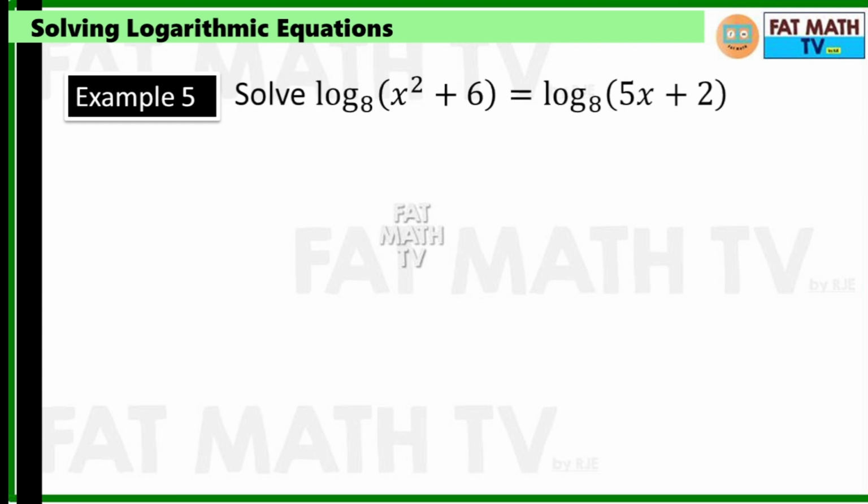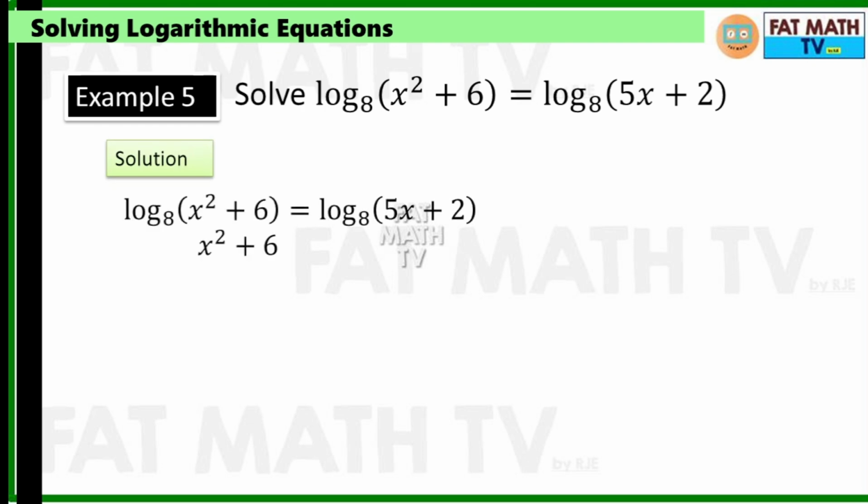Example number 5. Logarithm of x squared plus 6 to the base 8 equals logarithm of 5x plus 2 to the base 8. So we're expecting here a quadratic equation because we have a square on x. So we have x squared plus 6 equals 5x plus 2. And this is a quadratic equation.